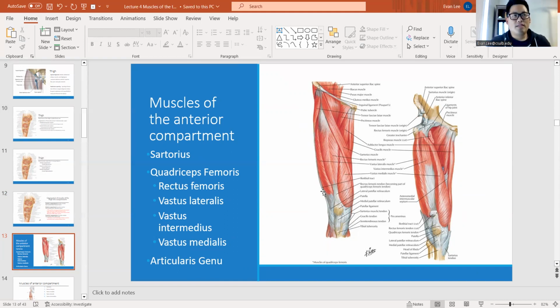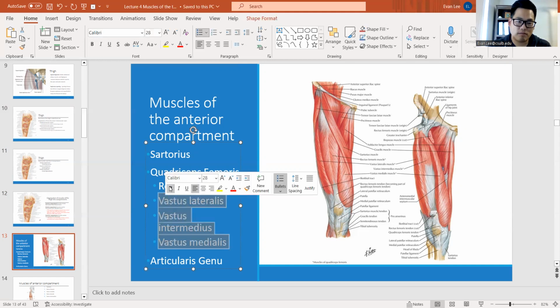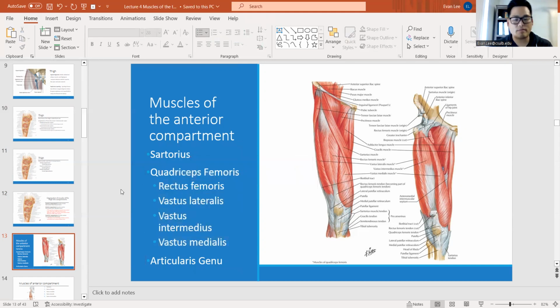Now, when you say the word quad, hopefully you can count how many muscles we just talked about. What does the word quad mean? 4. So quadriceps femoris has 4 muscles, which are 3 vastus and then 1 rectus femoris.